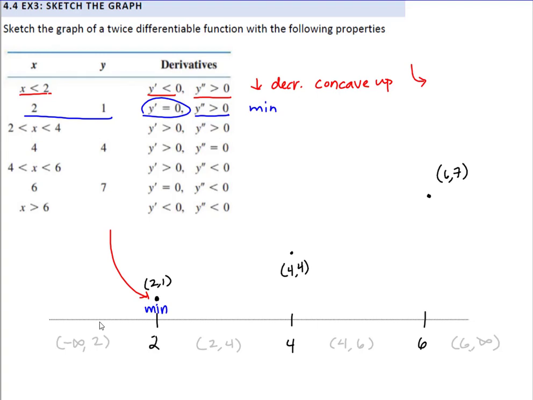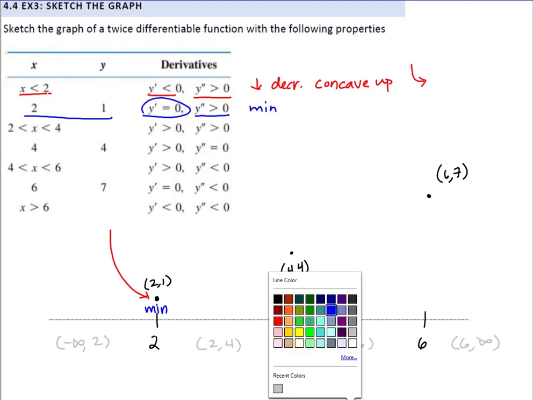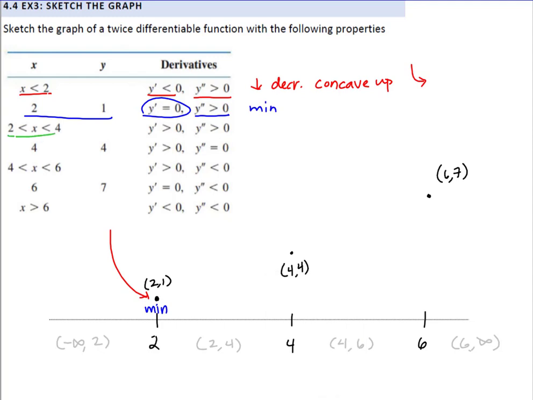So that would represent a minimum value. Now let's look at our next interval. So we'll say over here between 2 and 4. So the first derivative is greater than 0. So that's a positive first derivative. So we know it is increasing.